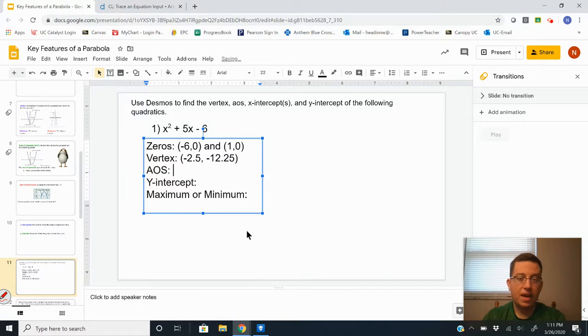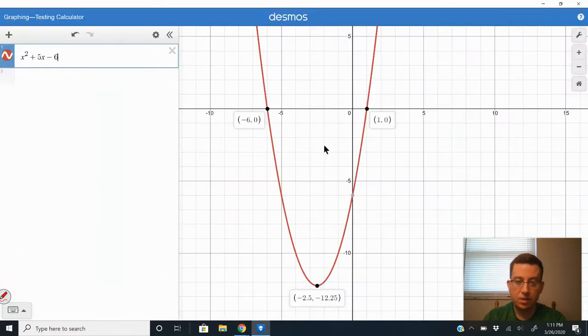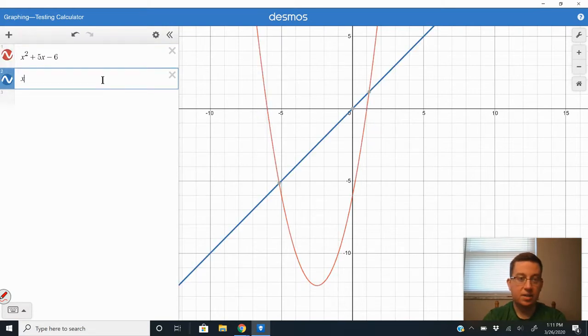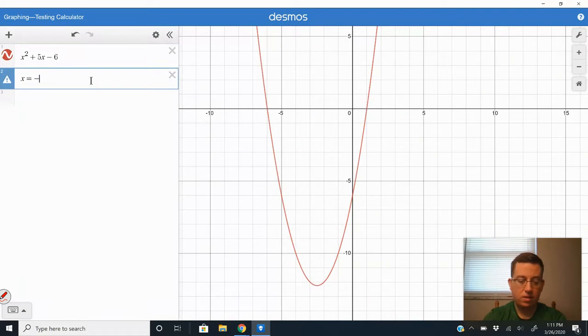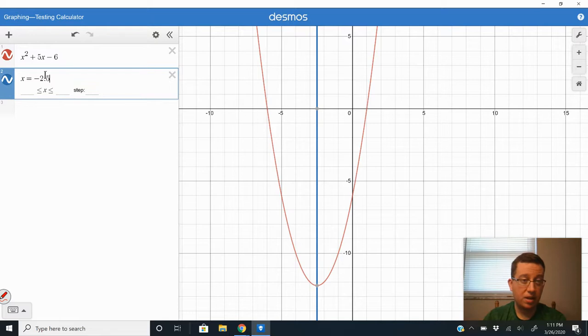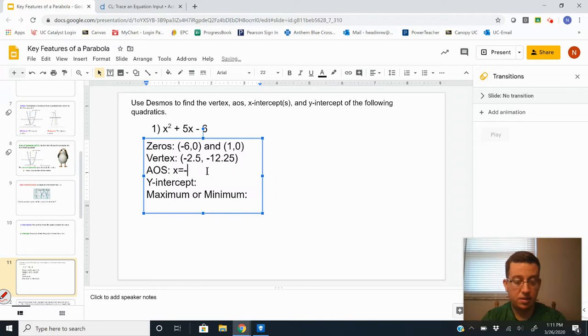Okay, now the axis of symmetry. It is that vertical line that goes through the center. Now to do that, remember you have to do x equals the x-coordinate of the vertex. So in this case, it's negative 2.5. And so you see here, I type it in and I see a vertical line that cuts it down the center. Excellent. So I have x equals negative 2.5.